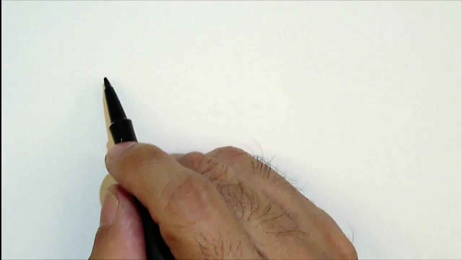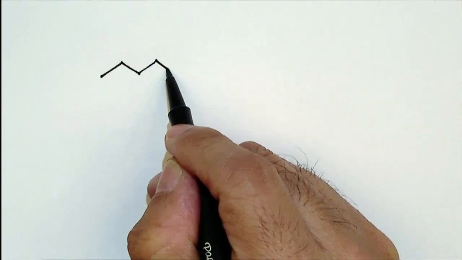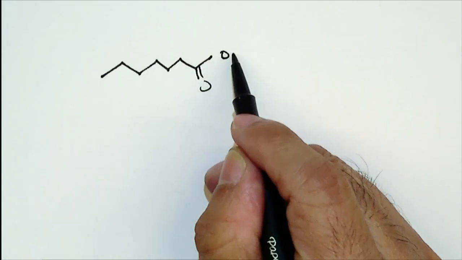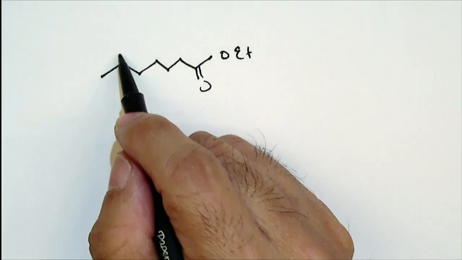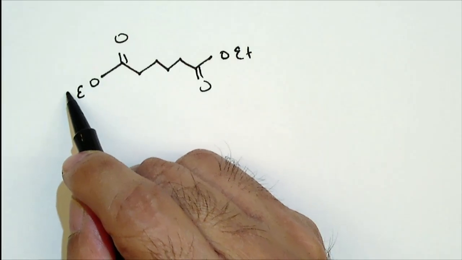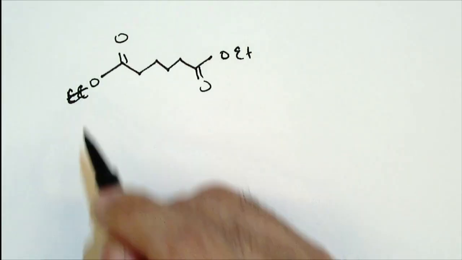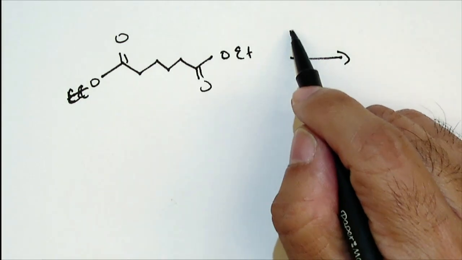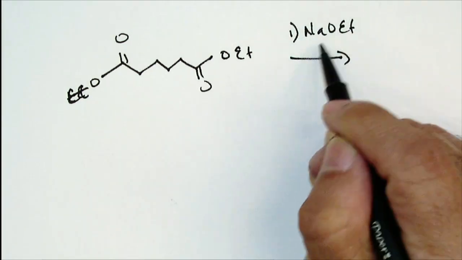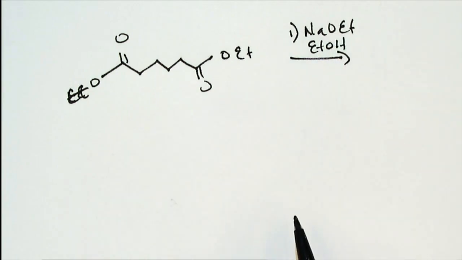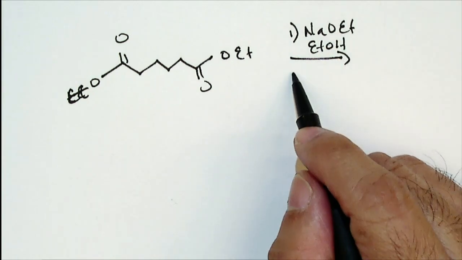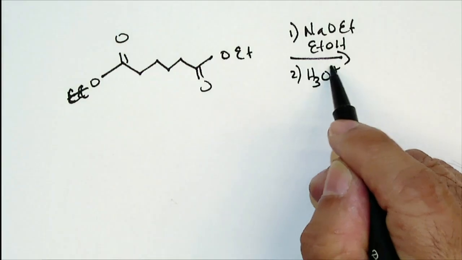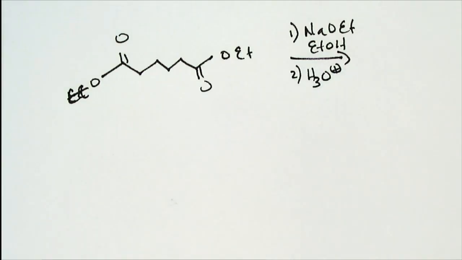So imagine you have a molecule such as this one, in which I have an ester on this side and an ester on that side. If I were to treat this with a nice strong base like sodium ethoxide in ethanol as the solvent, and then once the reaction is done, you need a proton source, so let's say a dilute acid solution, then we can actually end up getting a ring.